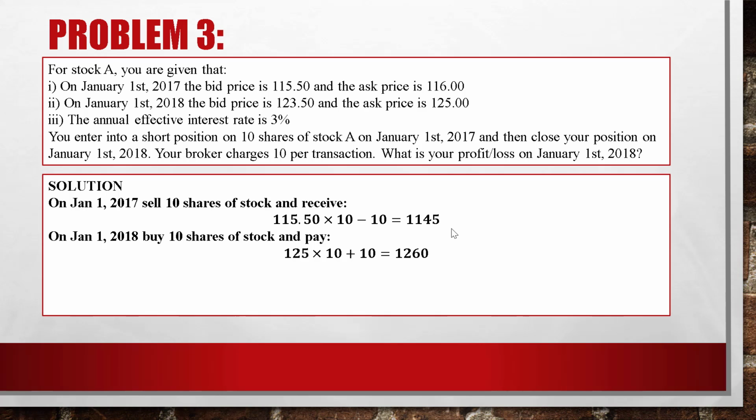$11.45 is the number on January 1st, 2017. So a year later, it should be accumulated to $11.45 times 1.03. So the profits and loss on January 1st, 2018 should be $11.45 times 1.03 subtract $12.60. And it is equal to negative 80.65, which means you lose money. So the loss on January 1st, 2018 should be $80.65.